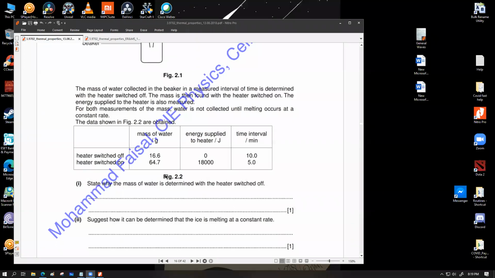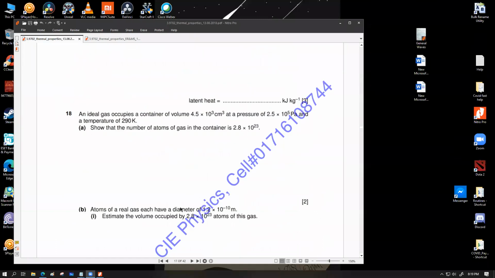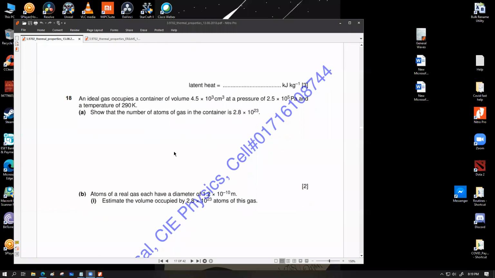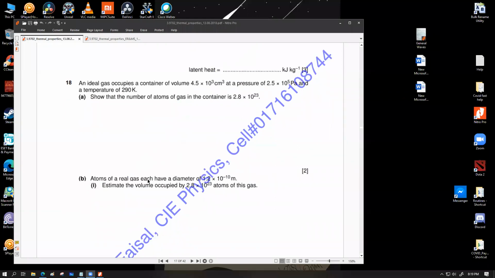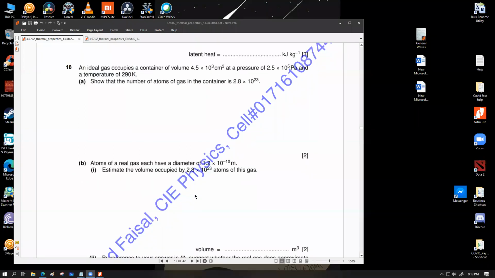হ্যাঁ স্যার। Shabash. So 18, an ideal gas occupies a container of volume this much at a pressure of this much at a temperature of this much, with the number of atoms of the gas in the container being this much. আচ্ছা এটা তো পারা পসিবল, মোল নাম্বার বের করতে। Atoms of a real gas each have a diameter of this much. Estimate the volume occupied by this many atoms of this gas.